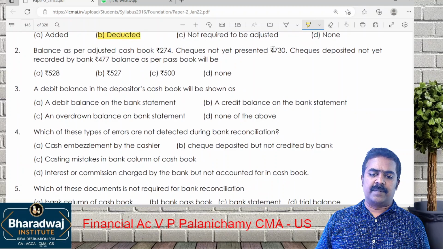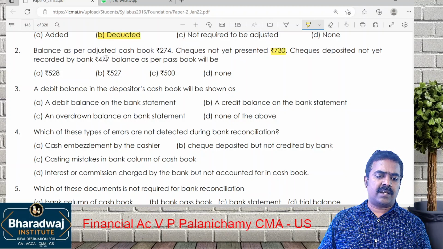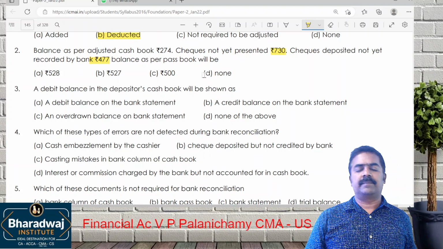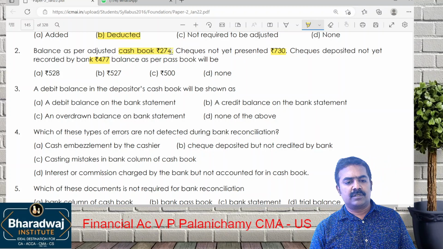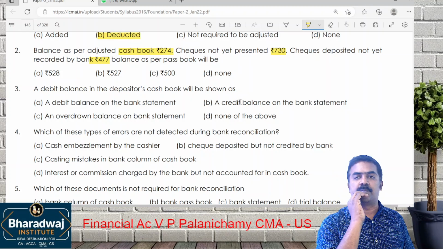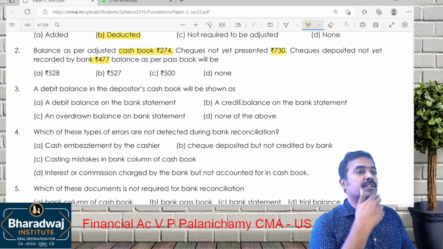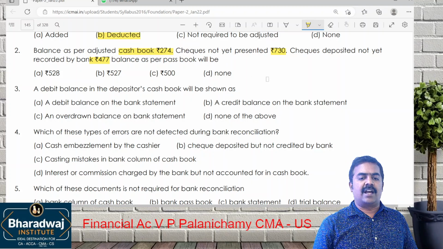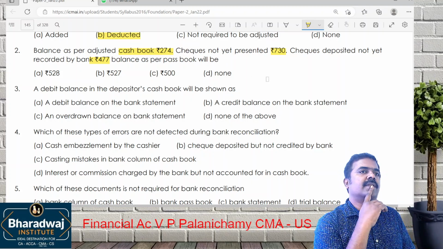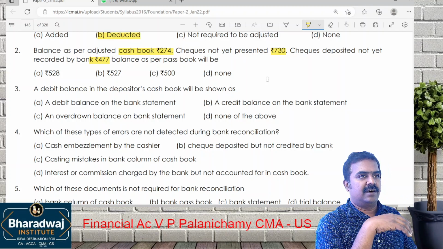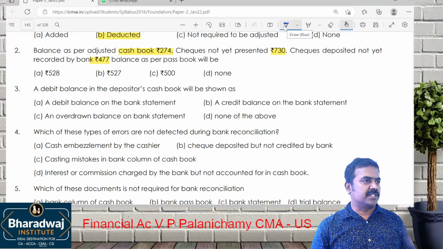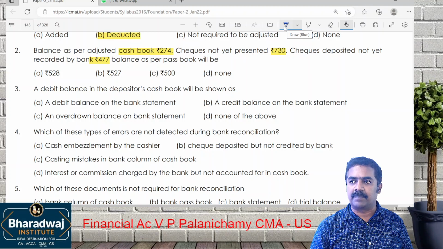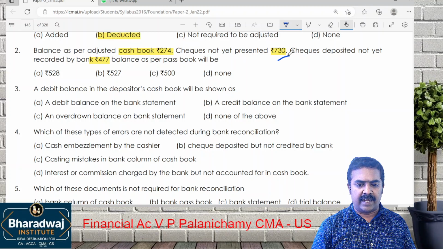Then the balance as per adjusted cash book is 274. Check to be presented is how much? 730. Check deposited but not recorded by the bank. Balance as per cash book is 274. We are customer. According to the bank, we have to adjust. Checks not presented means we issued the check but not presented for payment. We would have deducted while issuing the check, outflow. The bank has not deducted, so add.